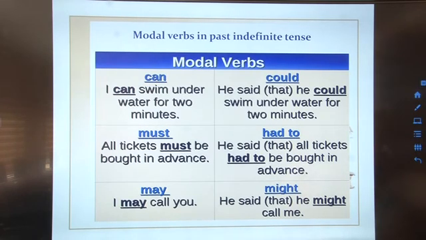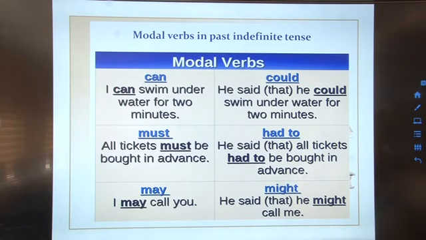Next, the modal verb in the past indefinite tense. In English grammar we have three main tenses: the present, the past, and the future. Now I'll take the modal verb can. For example, I can swim underwater for 2 minutes. This sentence is in the present indefinite tense, and we should change this sentence into the past indefinite tense.